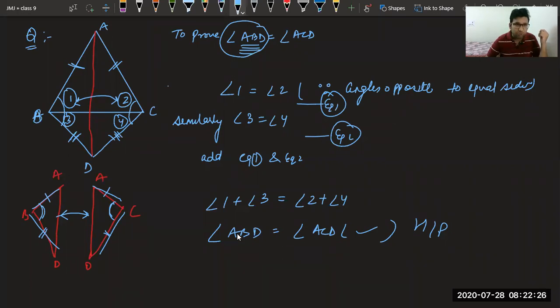Vaishnav, 1 and 2 are equal because they are opposite to AB and AC. 3 and 4 are equal because they are opposite to BD and DC. This much you have got. Please confirm. Vaishnav, this 3 and 4 are equal because BD equal to DC. Yes. Now we have got two different equations.